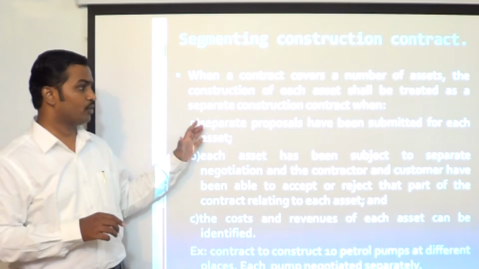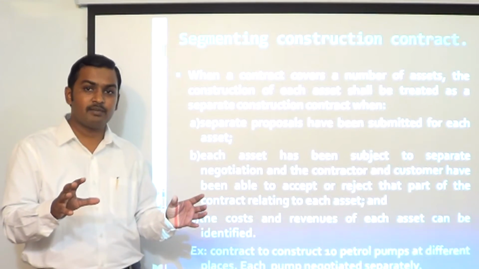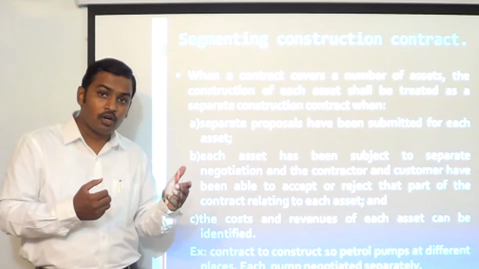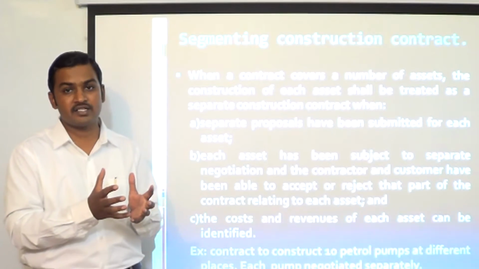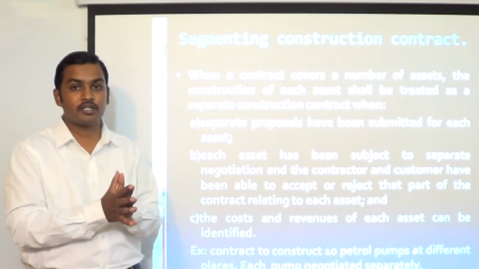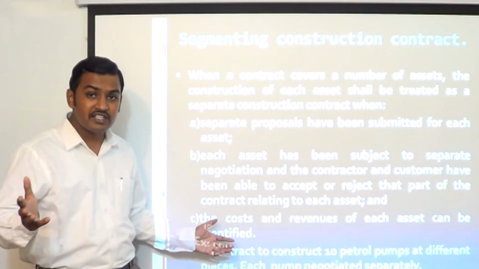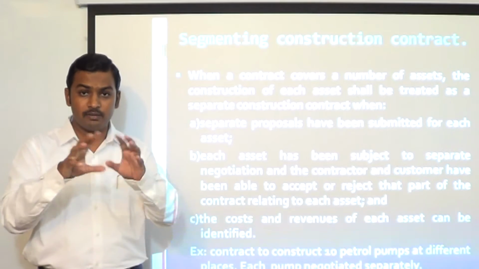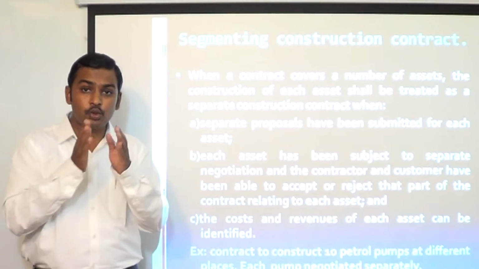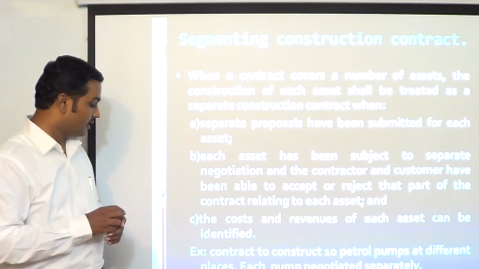So, first, separate proposals have been submitted for each asset. Second, separate negotiations have taken place for each asset, and the customer and the contractor were in a position to accept or reject individual assets covered by the particular contract. And third, costs and revenues for each asset can be identified separately. When these conditions are satisfied, even though you may have one contract for multiple assets, the standard will apply to individual assets rather than to the entire contract. That is called segmentation of the contract.